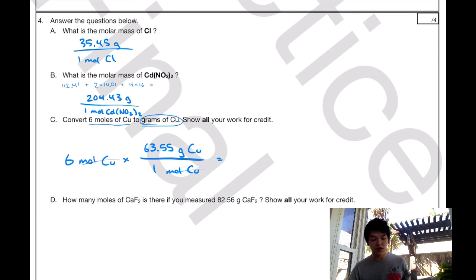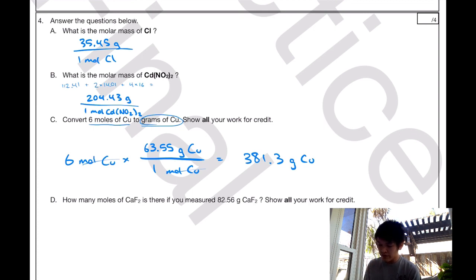So, I need to do that in my calculator. We got 6 times 63.55, hit the equal sign. This is what I'm getting, 381.3. 381.3. The unit is grams of copper. So if you have 6 moles of copper, you have 381.3 grams of it. Right. Now, the next one, the last question, is pretty much the same thing.